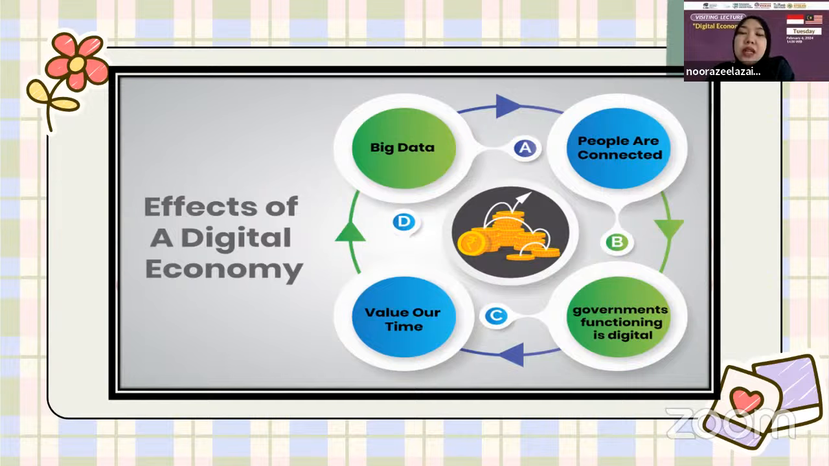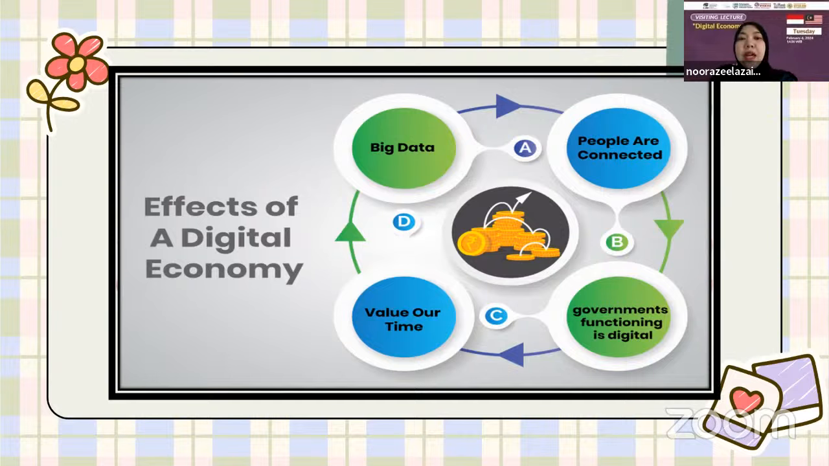So the digital technology offers convenience by automating routine tasks, providing on-demand services, and enabling remote work and flexible schedules. So this allows individuals to manage their time more effectively and balance work and personal responsibility.